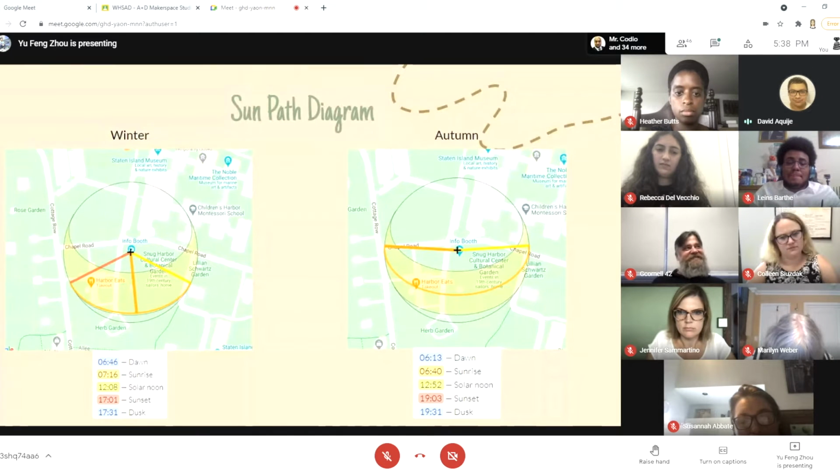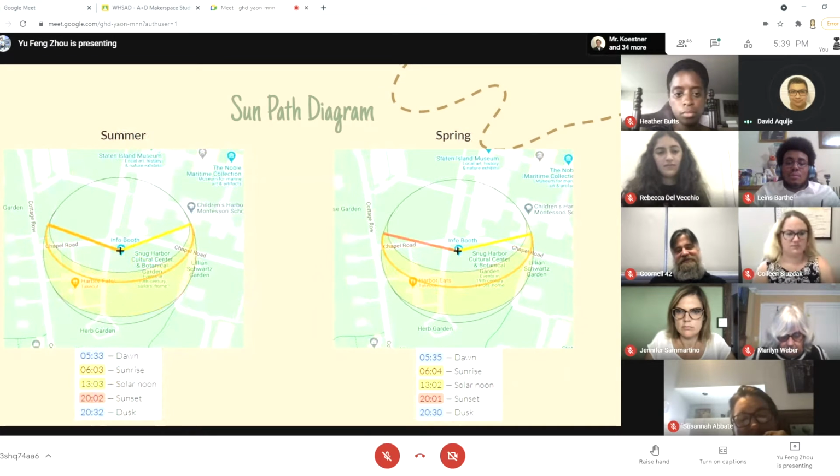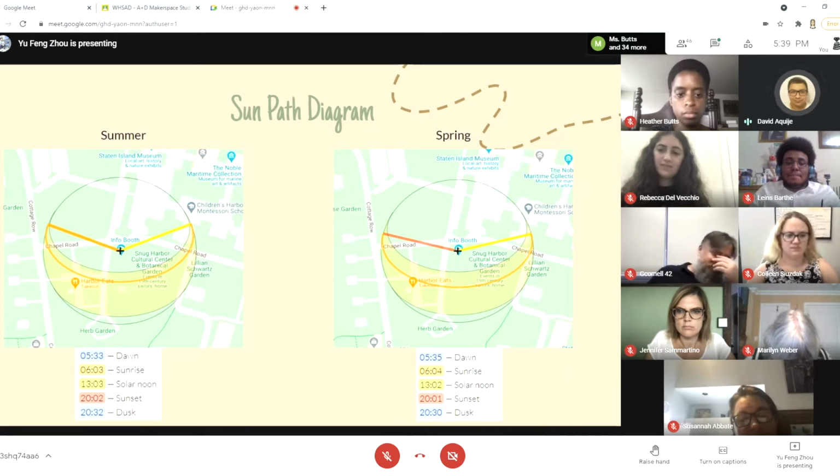So over here, you'll see two sun path diagrams, one winter and autumn, and to read this, you'll see the yellow line would talk about the direction the sun will be shining during daytime, whereas the darker orange lines would be the sun coming down for a sunset.